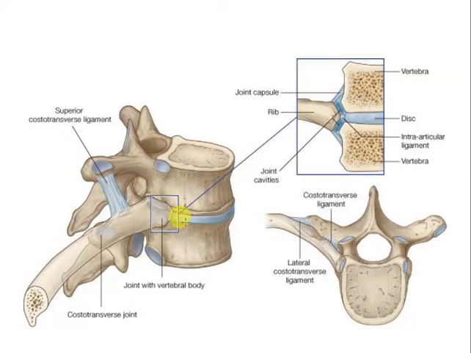How the ribs attach on the thoracic vertebra is that one rib attaches to two thoracic vertebrae. The rib attaches in between the two thoracic vertebrae. And this is how the typical ribs attach.